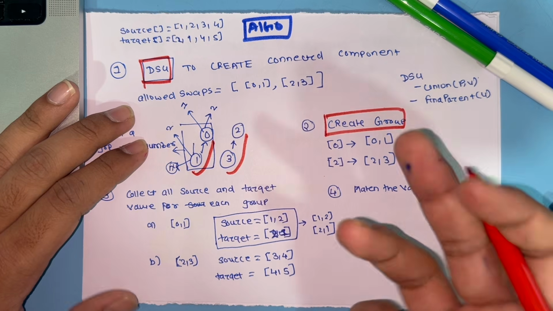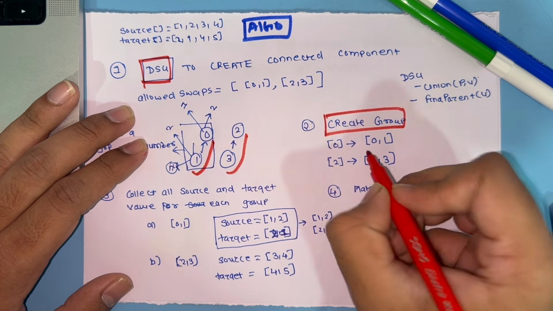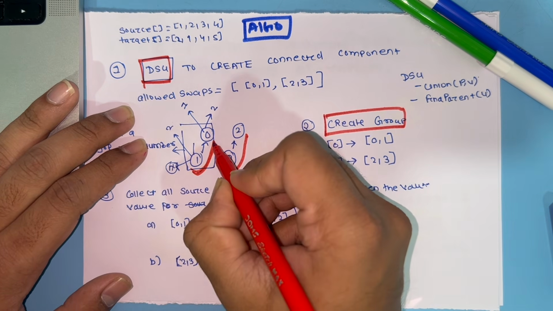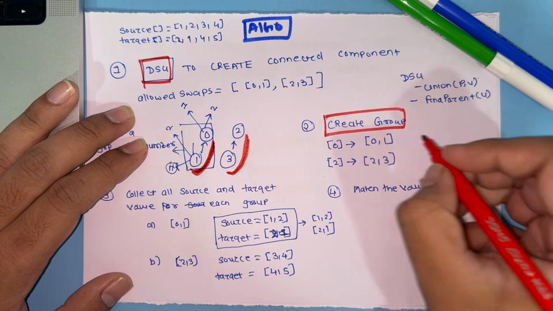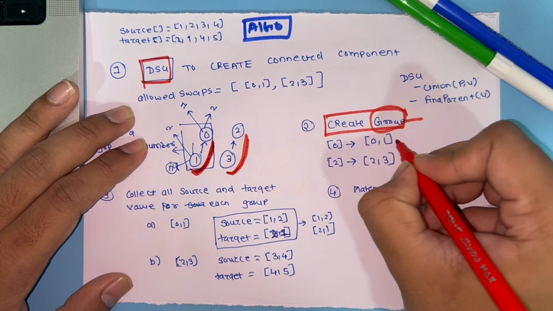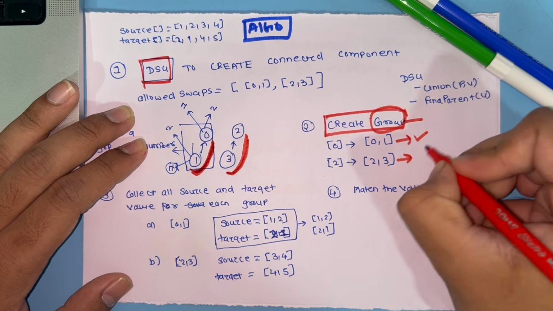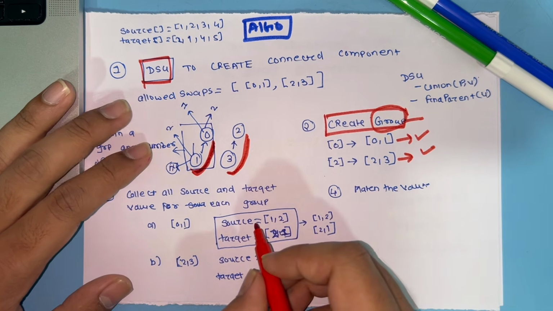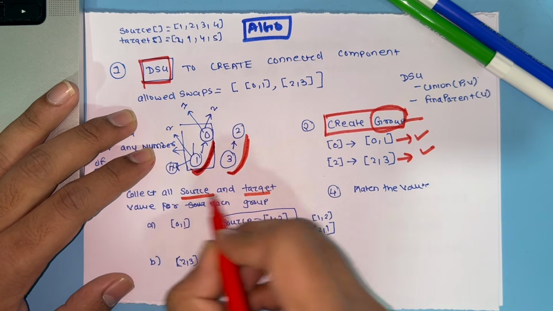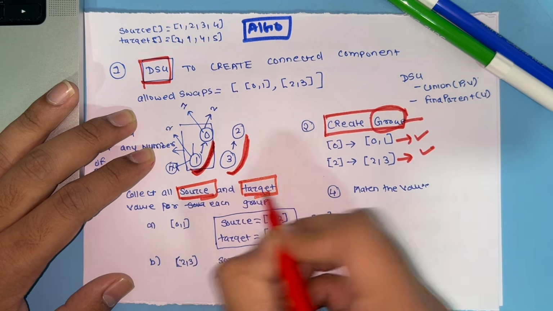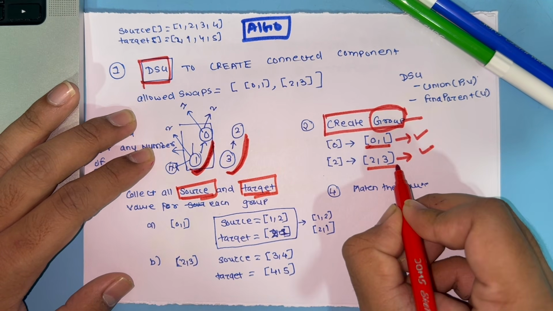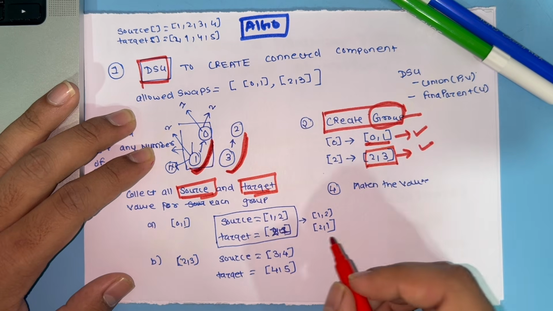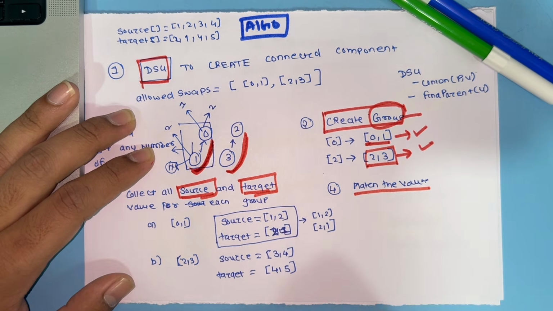So using DSU we can create a group. So we can see from this connected component, 0 and 1 are creating a group and 2 and 3 are creating a group. What this group means is that swaps are only possible within these groups. The third step will be to collect the source and target values at a particular group. So what values are at 0, 1 and what values are in the second group, 2 and 3. The fourth step will be to match these values.